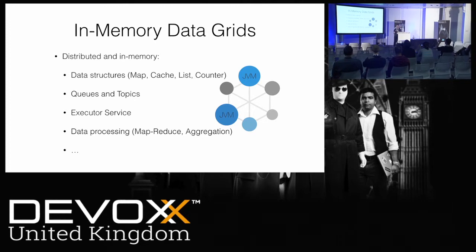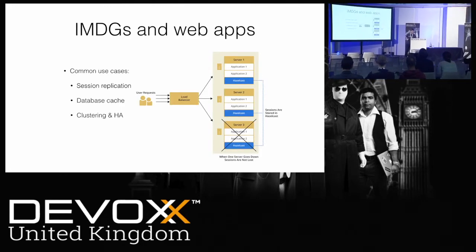But what about web applications? Well, it turns out in-memory data grids are very commonly used together with web applications. The common use case that we see is session replication. So you have multiple application servers, and you want to keep the sessions even when one of the nodes dies, or the load balancer throws it to a different server. Second one is database cache. If the database is slow, you want to cache the query results for fast response. And in general, for clustering and high availability of your applications.